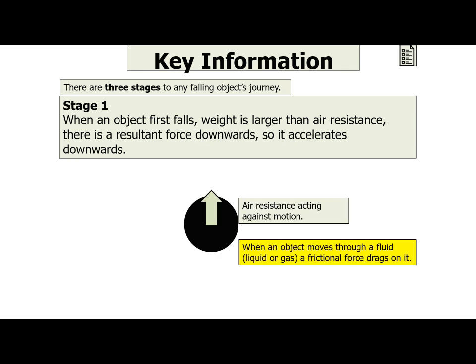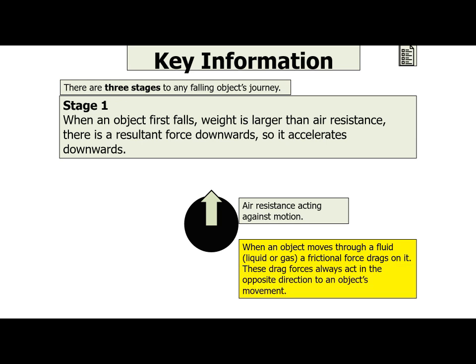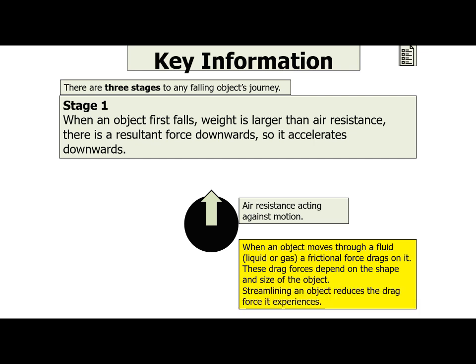Now when the object moves through the fluid, a frictional force drags on it. These drag forces always act in the opposite direction to an object's movement. These drag forces increase with the object's speed. Remember, the greater the speed, the greater the frictional force. And these drag forces depend on the shape and size of the object. It's important to note that streamlining an object reduces the drag force it experiences.